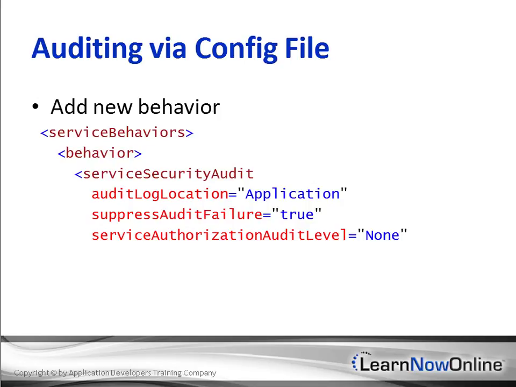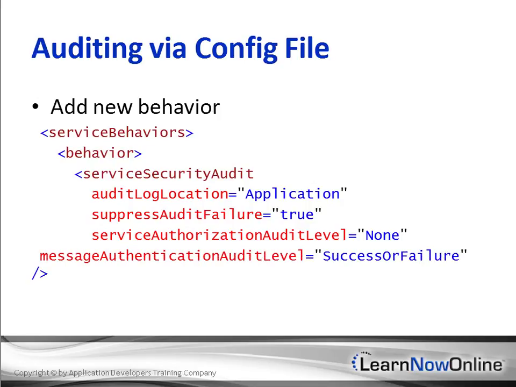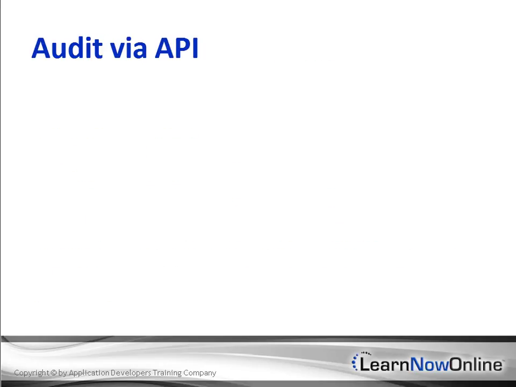The service authorization audit level lets you log events for service authorization, and the message authentication audit level lets you log events for message authentication. Now the options you have are none, no logging, success when something is successful, failure when it doesn't work, when you can't log on, or a combination of success or failure. Next, I'm going to show you how to configure auditing via API.